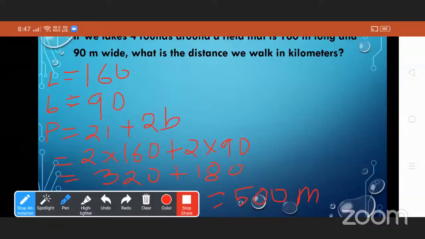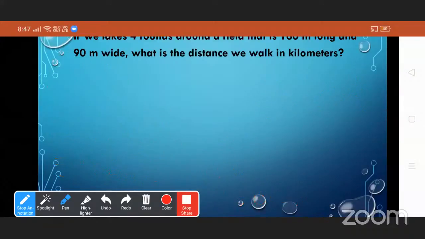But we take 4 rounds now. So we will do multiplication to find out the distance we walk. Okay, means P into 4. 500 multiplied by 4. 500 multiplied by 4 is... do the multiplication.